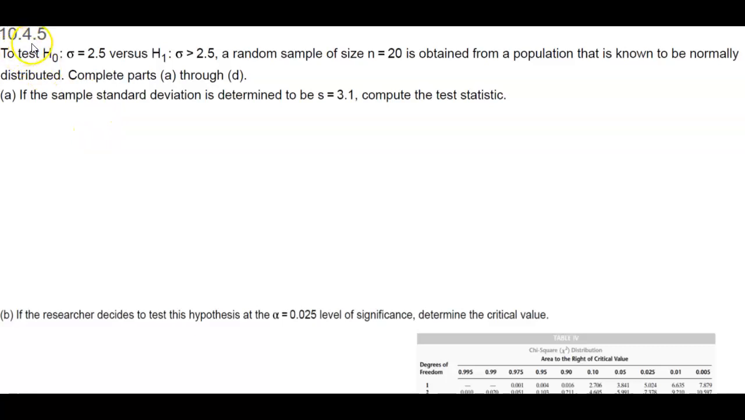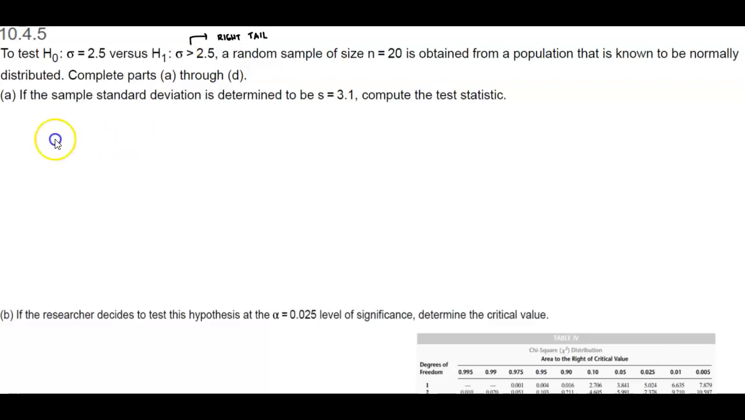Section 10.4.5. To test the null hypothesis where the population standard deviation is equal to 2.5 versus the alternative hypothesis where the population standard deviation is greater than 2.5, a random sample of size n equal to 20 is obtained from a population that is known to be normally distributed. We're going to complete parts A through D. First and foremost, it says greater than, so we know this is going to be a right tail.